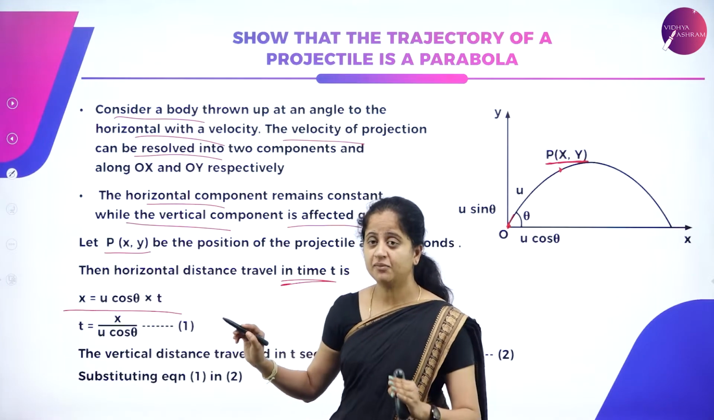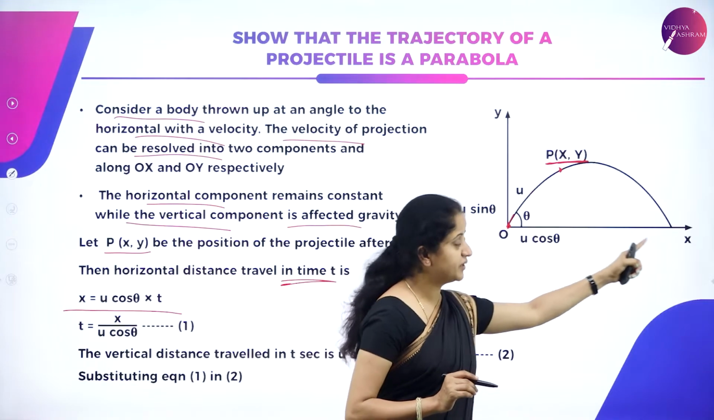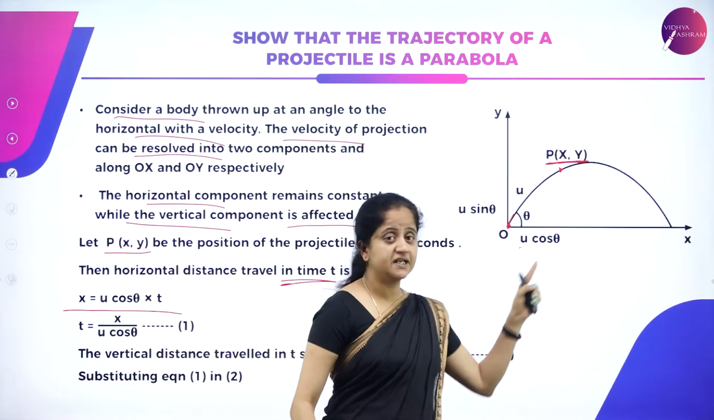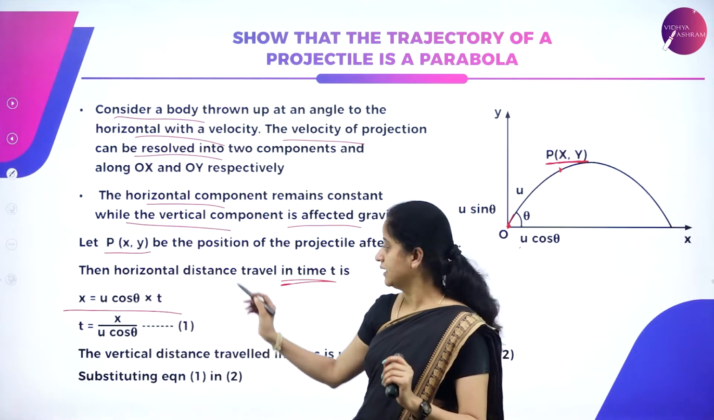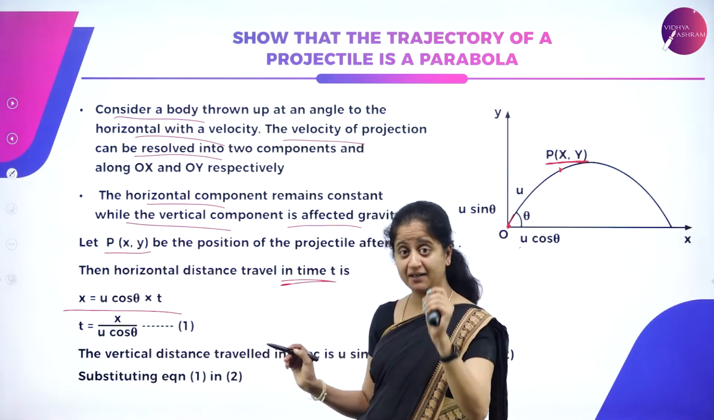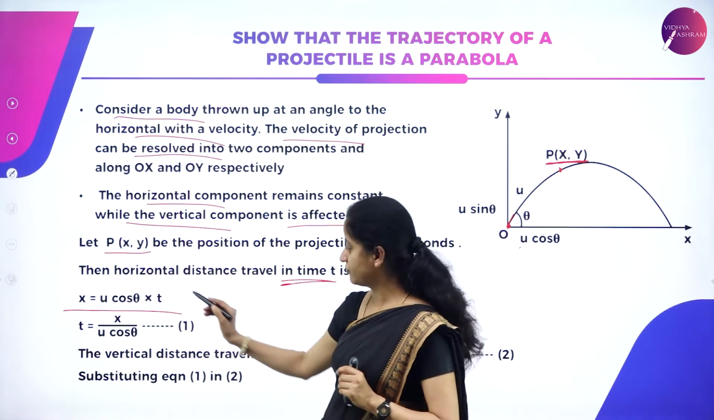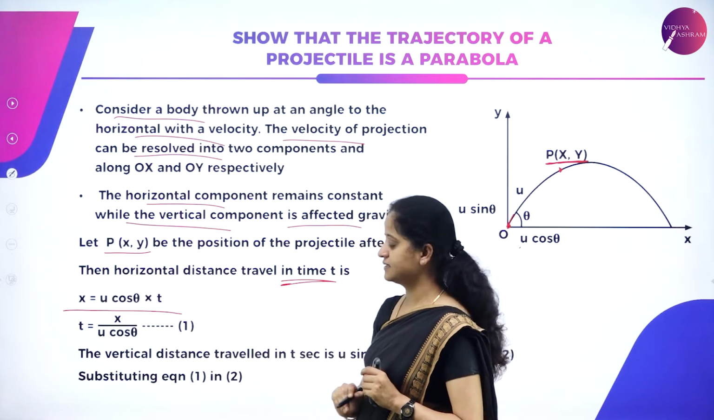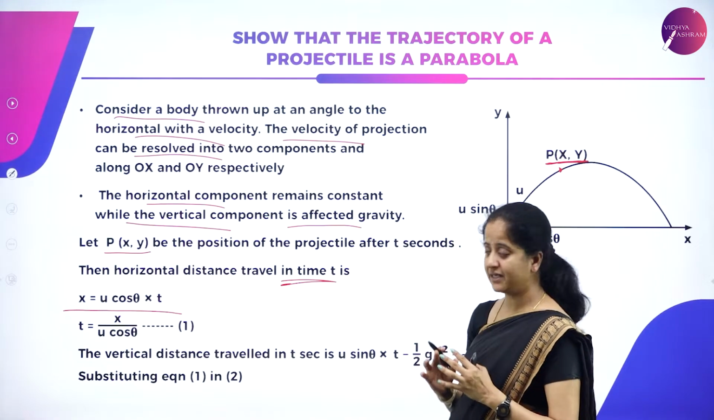Now we are talking about the horizontal distance travelled by an object. Since the horizontal component is along the x-axis, x is equal to u cos theta into t. Why into t here? Because we are calculating the horizontal distance in time t seconds, and hence x is equal to u cos theta into t. So from this we can write t is equal to x divided by u cos theta, and that is our equation 1. So here we know the vertical component is affected by gravity.